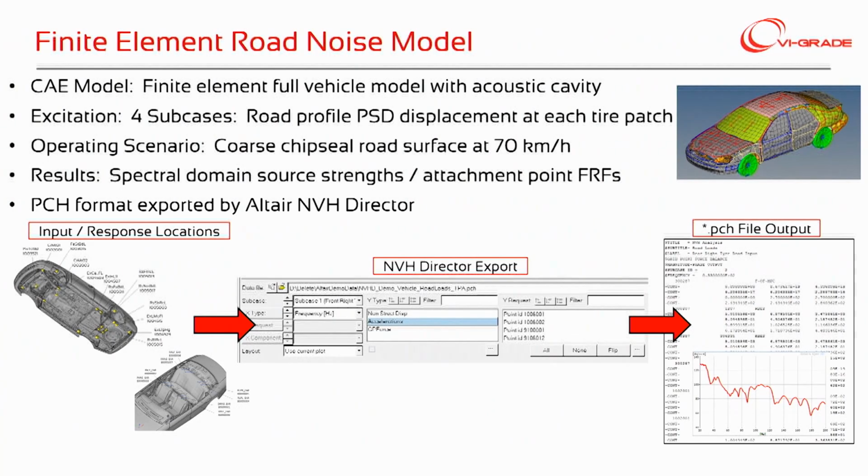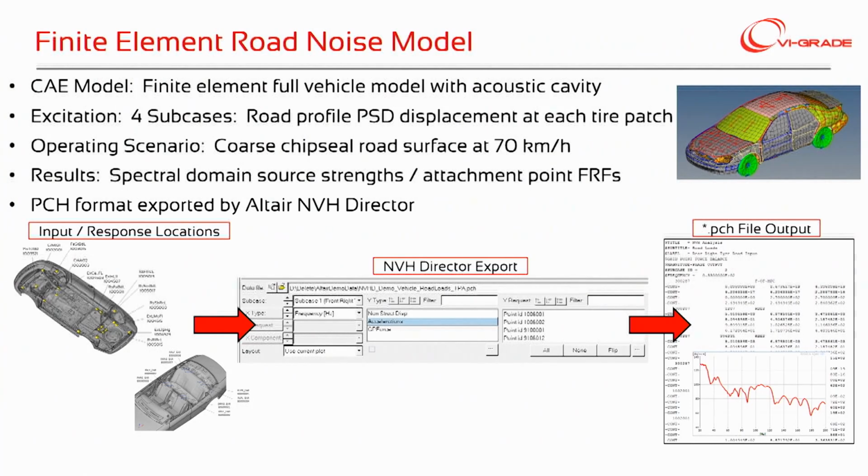So basically I took a CAE model, which was a finite element model with an acoustic cavity. We had 4 excitation subcases. So we had a road profile PSD, displacement at each tire patch, and then basically ran it over at a constant speed of 70 kph over a coarse chip seal road surface.